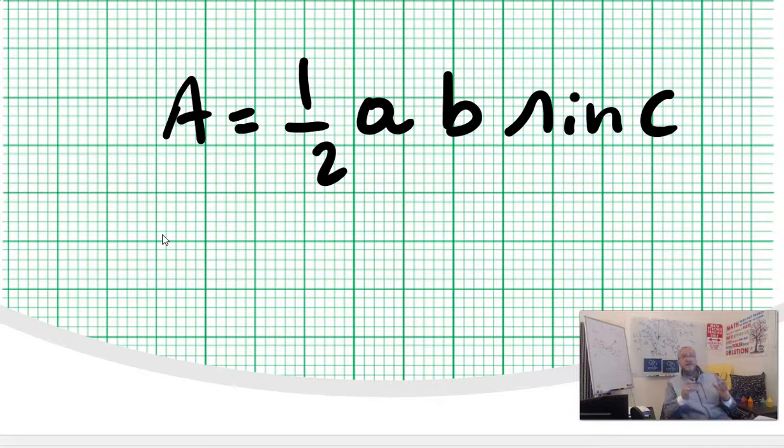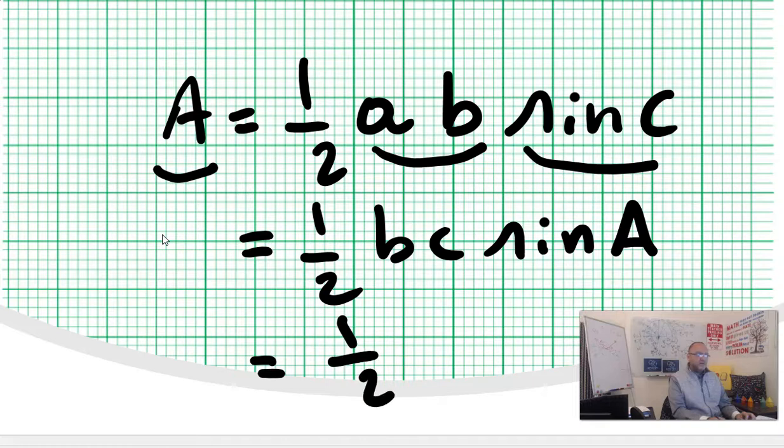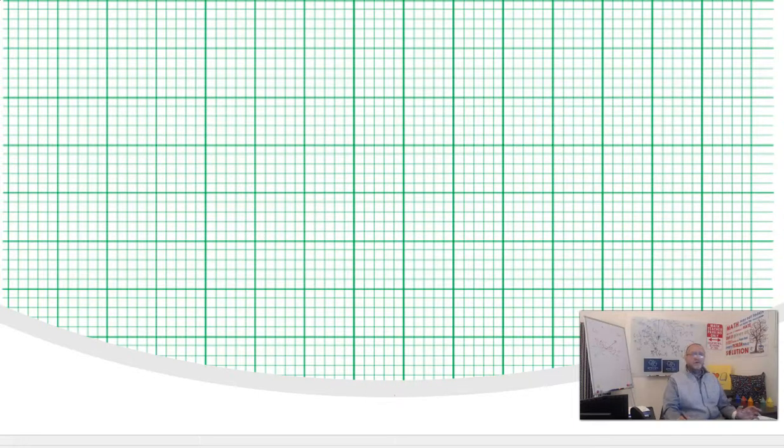And this, unfortunately, in many curriculums they leave all the way till grade 11 and grade 12. So if you know the area, you can find an angle. If you know the sides a and b, there is angle C between them. Or this one could be written this way: bc times sine A, because A is between b and c. Or it could be written this way: half of ac sine B, because B as an angle is between the two sides a and c. Again, once we link all of these together, you don't need to memorize any of them.